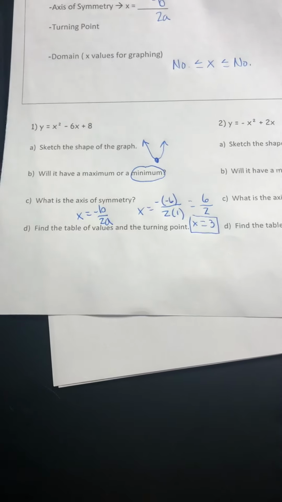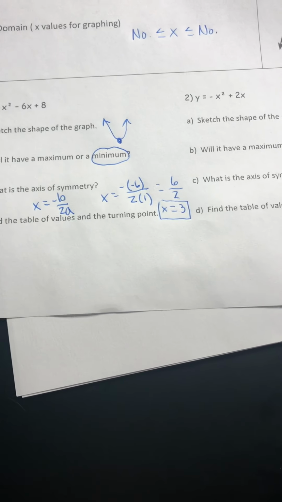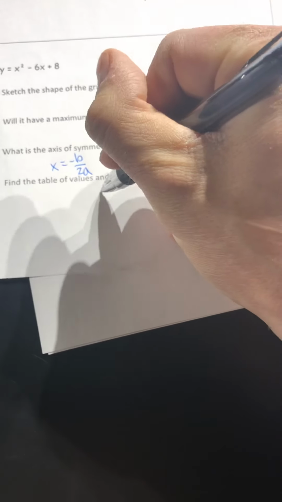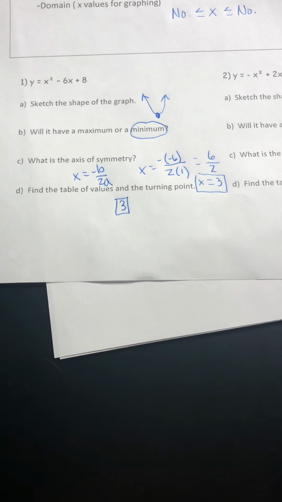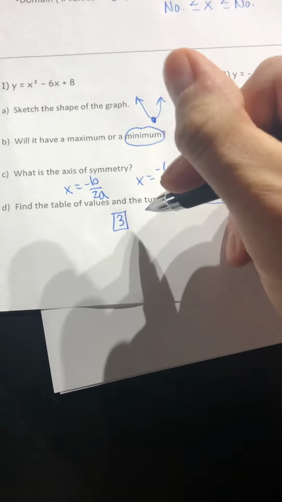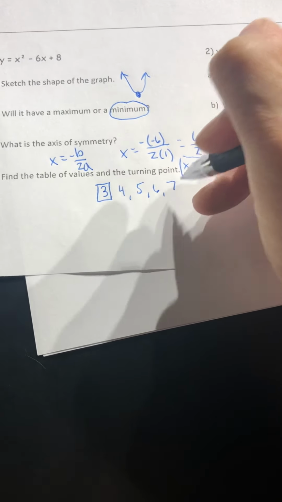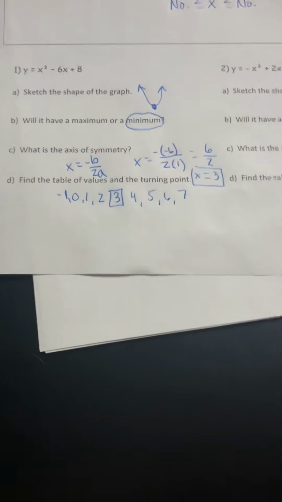The next part says we're going to find our values. So our values for this are going to start off with the axis of symmetry. So when x is equal to 3, now we're going to take 3 or 4 values to the left and the right. The 4 that are larger are 4, 5, 6, and 7. The 4 that are less than are 2, 1, 0, and negative 1. All right, so those are all the values that we're going to include in our domain.